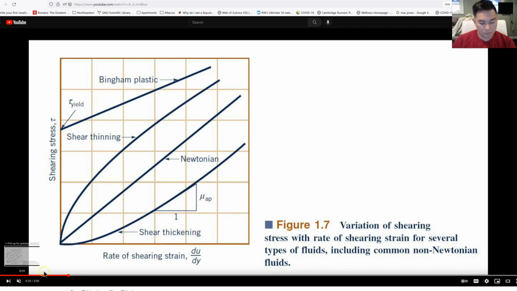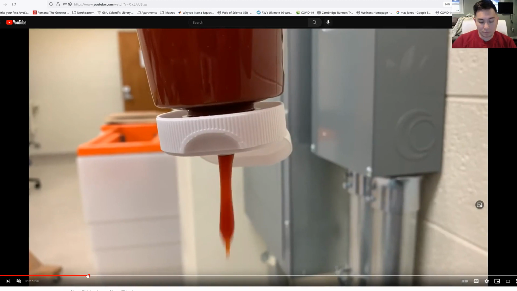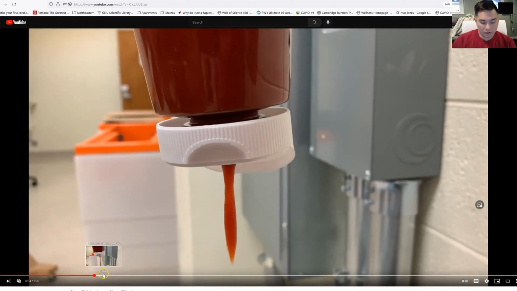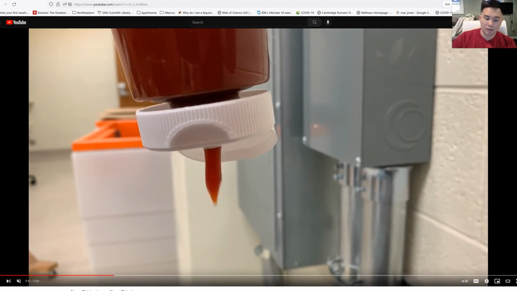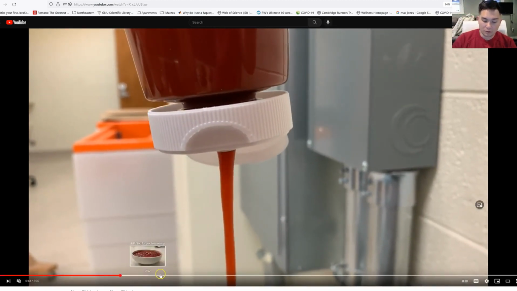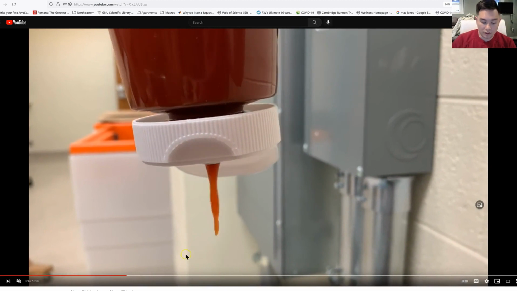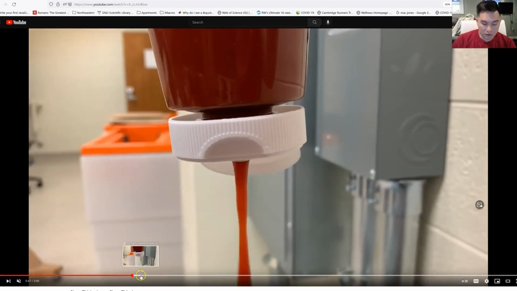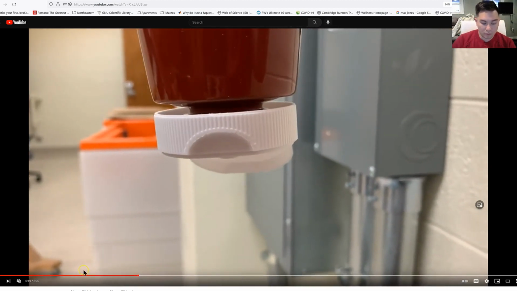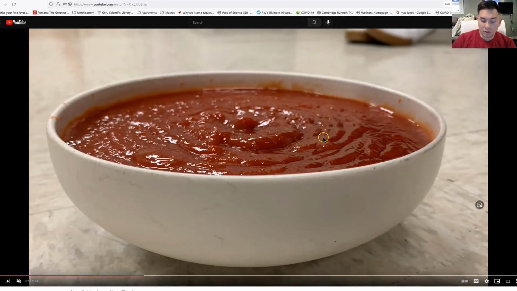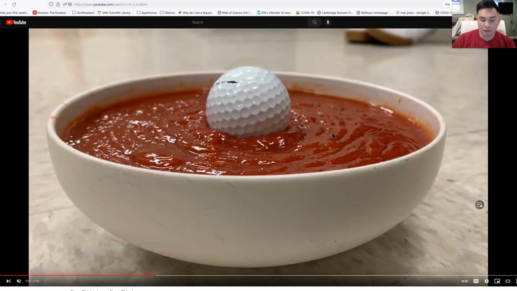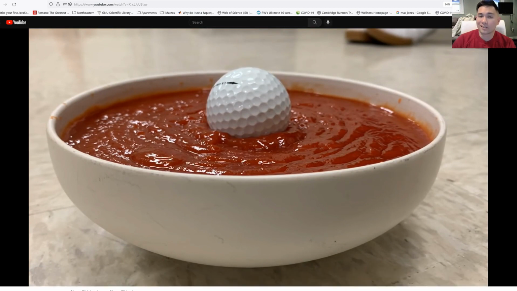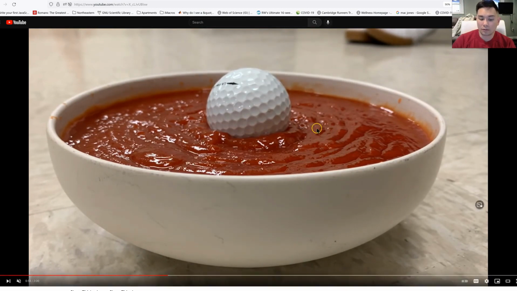So let's see what that means in reality. An example of a shear thinning fluid is ketchup. In this case, we're seeing what happens when we compress the ketchup. We see that once we start compressing, we start to see a nice amount of flow. Perhaps this is even better visualized with this golf ball example. We place a golf ball on the shear thinning fluid, and it gradually starts to sink, but it's taking quite a while.